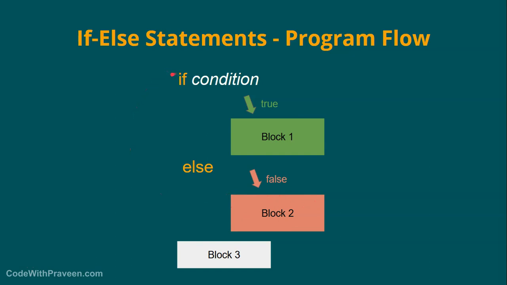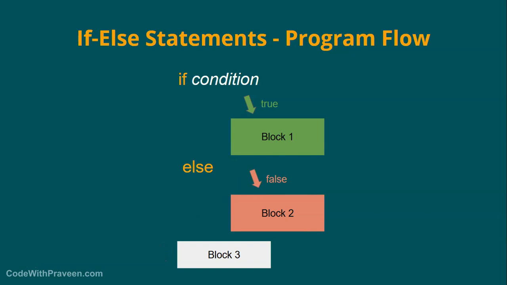So to repeat, if we have the condition which is being evaluated, if it succeeds, which is like true, then this block gets executed. Otherwise, if it is false, then this block gets executed. Then irrespective of whether this condition or this block is executed, it continues with execution of all further blocks.